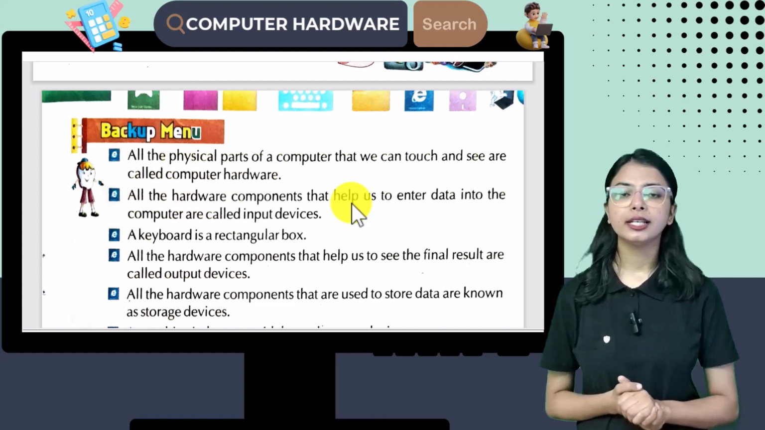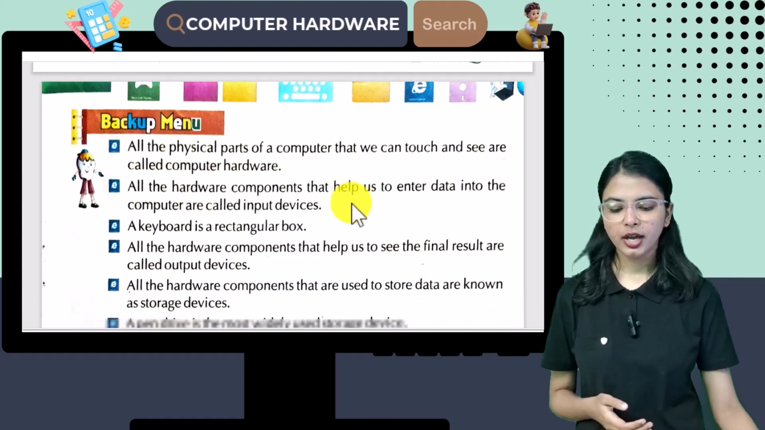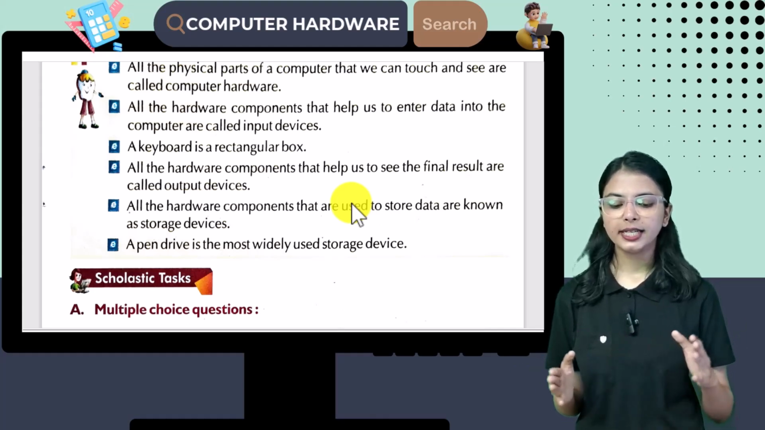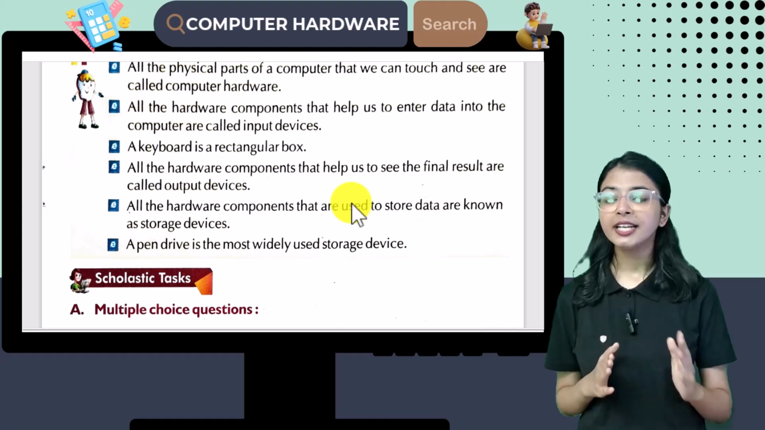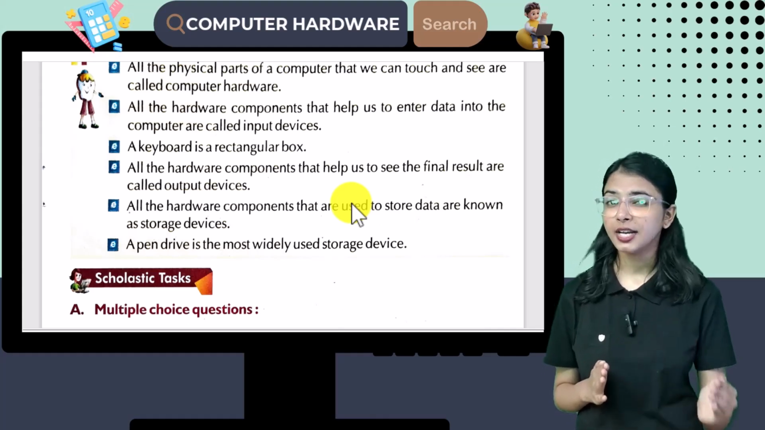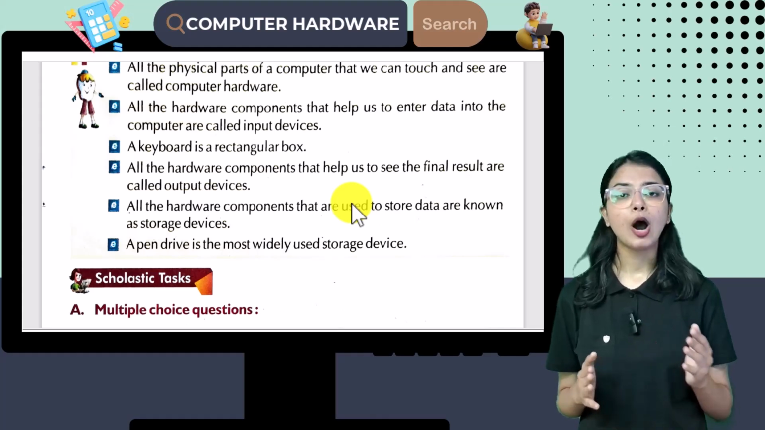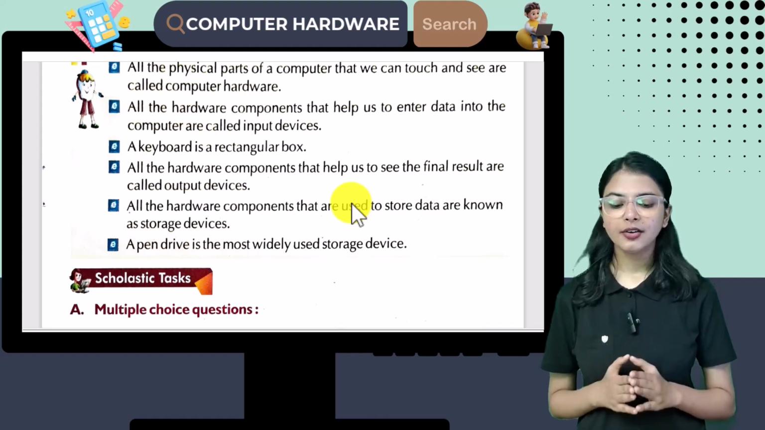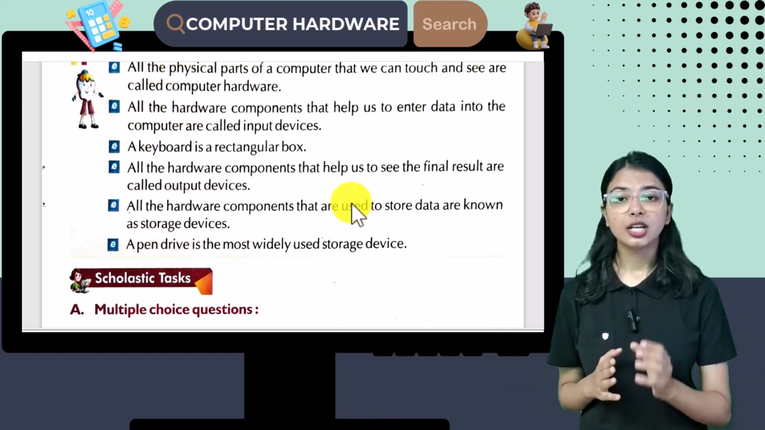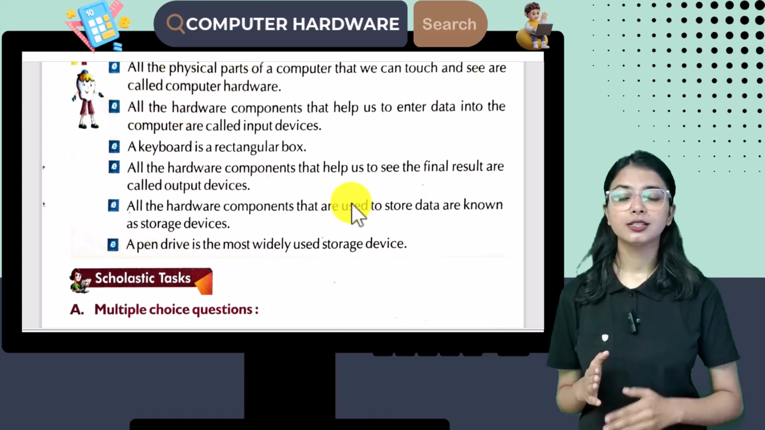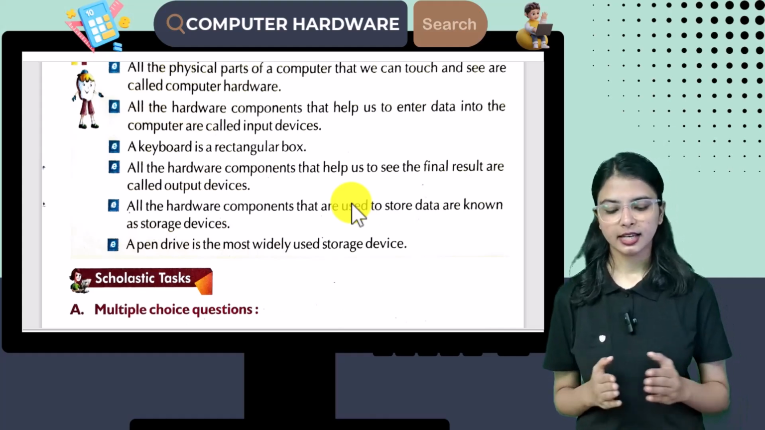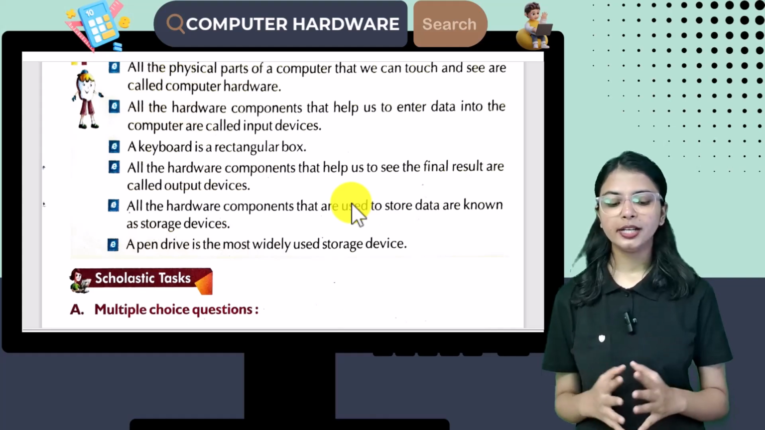अ कीबोर्ड इज अ रेक्टेंगुलर शेप. ओके, keyboard is a rectangular box. All the hardware components that help us to see the final result, जितने भी hardware components होते हैं जिनकी मदद से हम final result देख सकते हैं, उन्हें हम output device कहते हैं. All the hardware components that are used to store data are known as storage device. जितने भी हार्डवेयर कंपोनेंट्स होते हैं जिनकी मदद से हम कंप्यूटर में डेटा स्टोर कर सकते हैं, उन्हें हम स्टोरेज डिवाइसेस कहते हैं. अ पेन ड्राइव इज द मोस्ट वाइडली यूज्ड स्टोरेज डिवाइस.